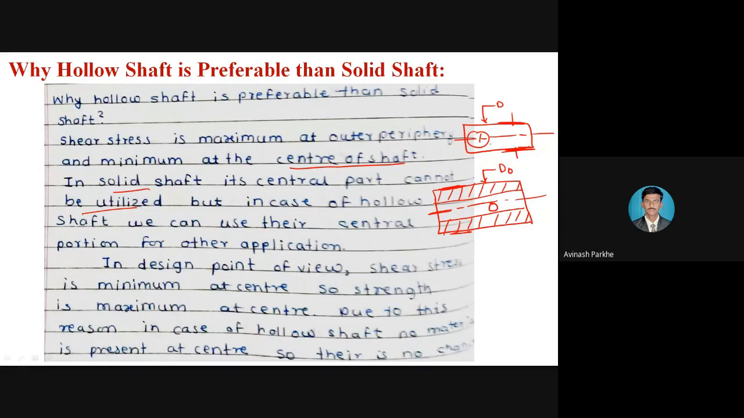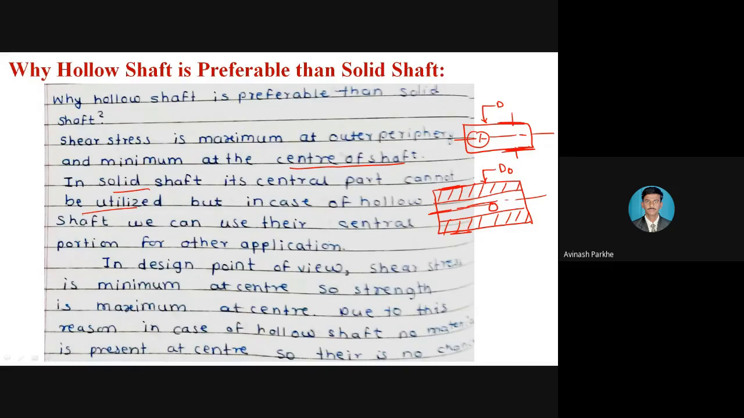But in case of a hollow shaft, the central hollow portion can be used for another type of application. In the central portion of a hollow shaft, I can insert one more shaft for another application. That means the central portion of the hollow shaft is utilized for another application. But in a solid shaft, its central portion cannot be utilized because no central portion is present.